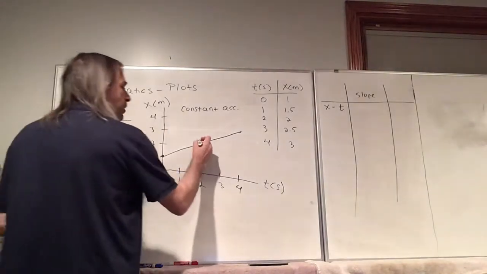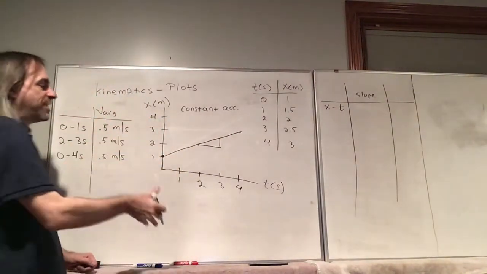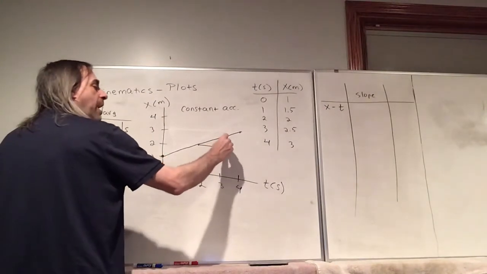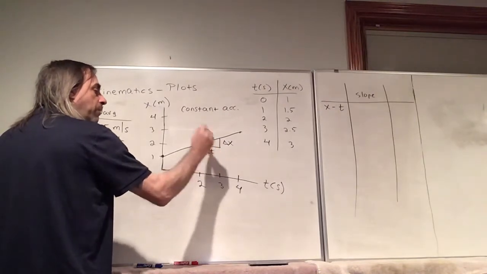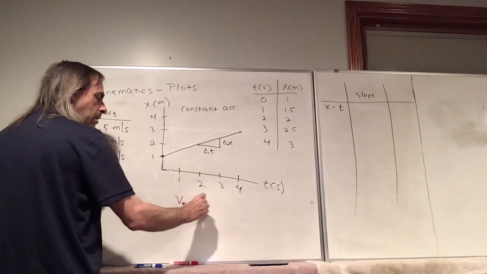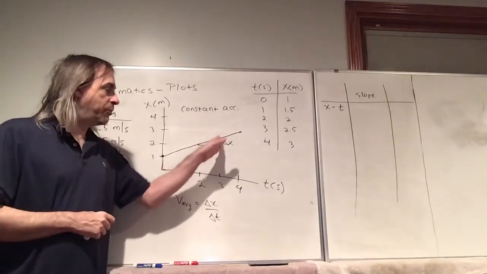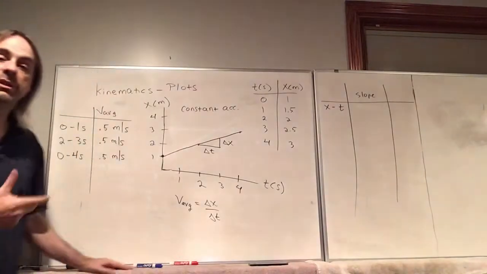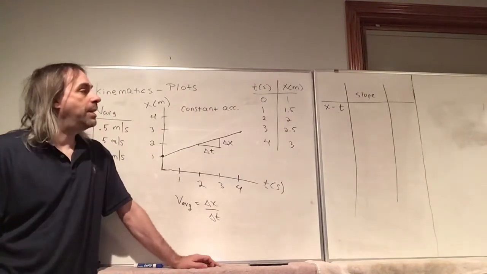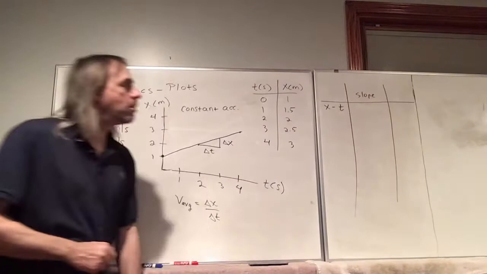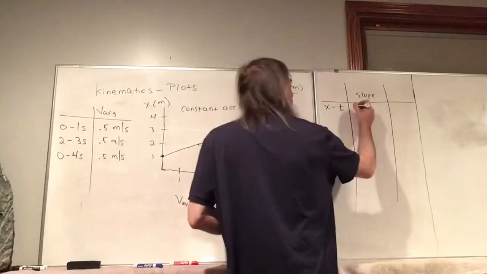Let's look at this interval from 2 to 3 seconds. I'm going to draw a triangle here. So what we have on the vertical scale, we're going from 2 to 2.5. That would be delta x. And going from 2 to 3 seconds, that's the time interval. Remember, the average velocity is delta x over delta t. And so the velocity is given by delta x, which is a change on the vertical scale, over delta t, which is a change on the horizontal scale. And that's just the slope of this graph. Right now we're looking at an xt plot. And the slope gives us the velocity.